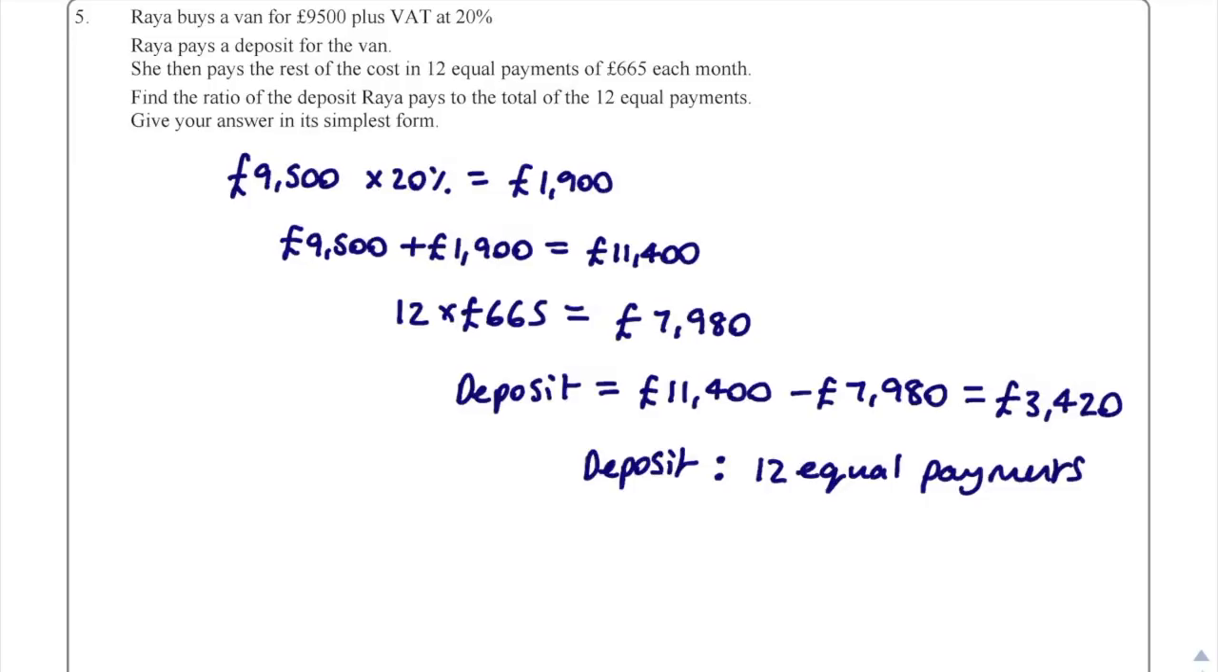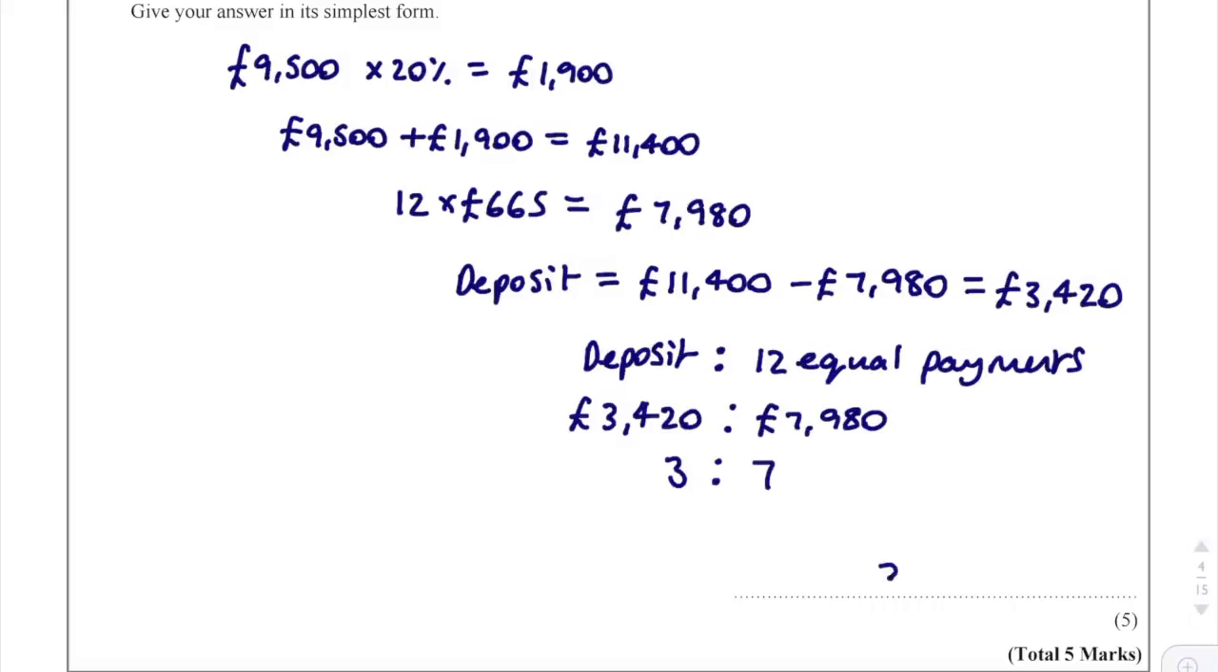Well, the deposit we've just worked out, which is 3,420, to the 12 equal payments, which we've worked out is 7,980. We've got to give this as a ratio in its simplest form. On your calculator, if you just do 3,420 divided by 7,980, it will give it as a fraction in its simplest form, which is 3/7. So we can just write that as a ratio as 3:7. So that is our final answer for question 5.